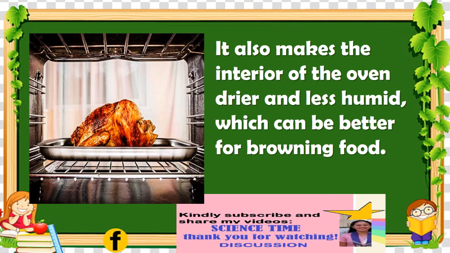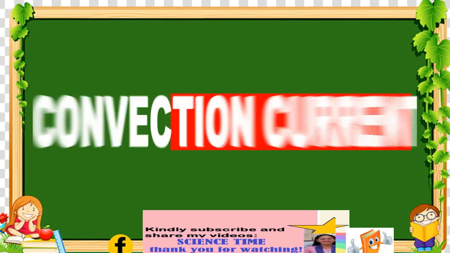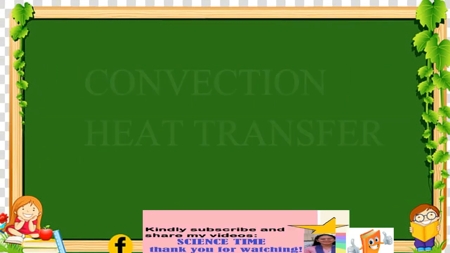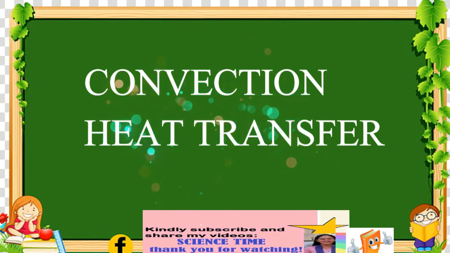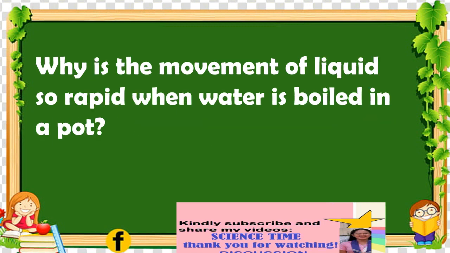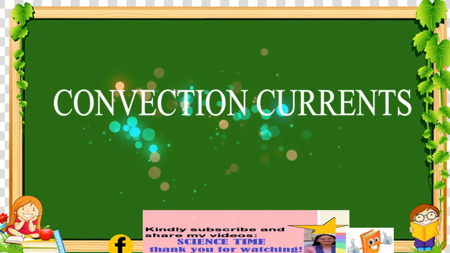Convection current. A convection current is a process that involves the movement of energy from one place to another. It is also called convection heat transfer. What is the reason that makes you feel hotter when placing your hands above a campfire or when sitting next to it? Or why is the movement of liquid so rapid when water is boiled in a pot? These things happen as a result of convection currents.